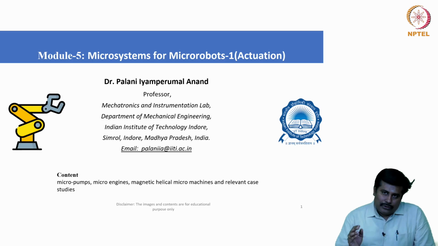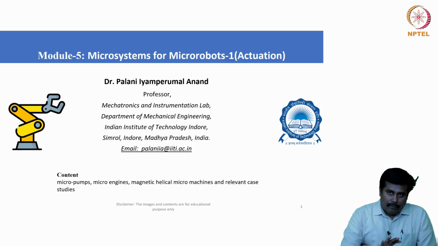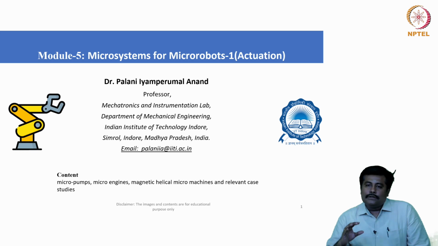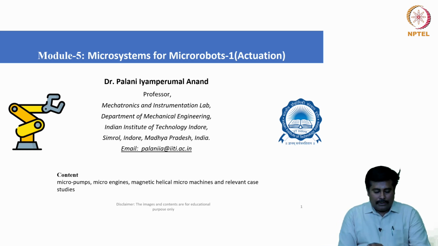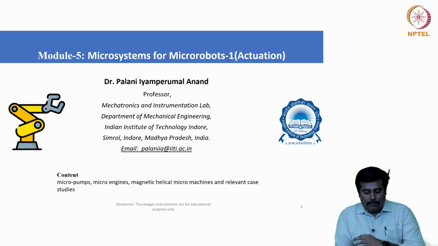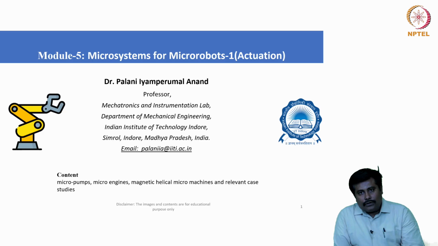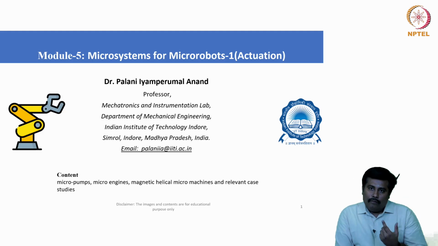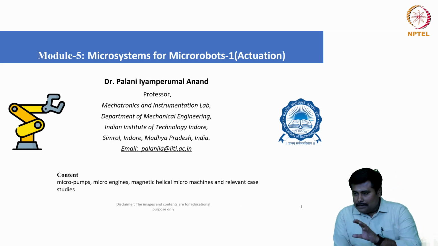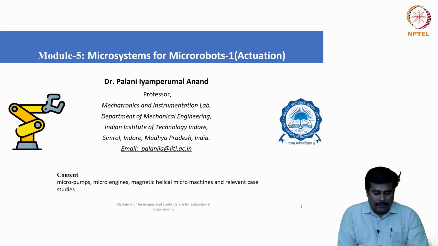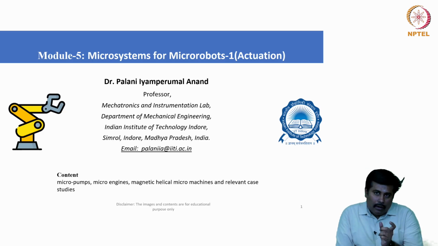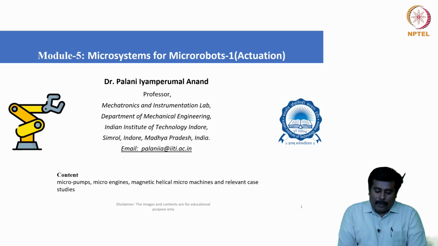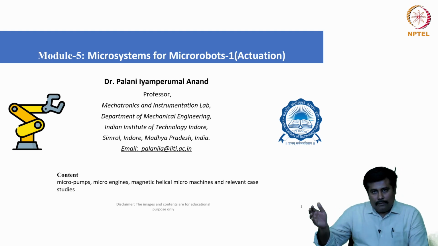From the actuation point of view, in this module 5 for this week, we will be focusing on the microsystems related to actuation. Under this, we will discuss micropumps and micro engines, their different configurations, the different actuation systems deployed for them, and case studies and applications relevant to them. We will also discuss a peculiar aspect called magnetic helical micro machines, in detail with relevant case studies.